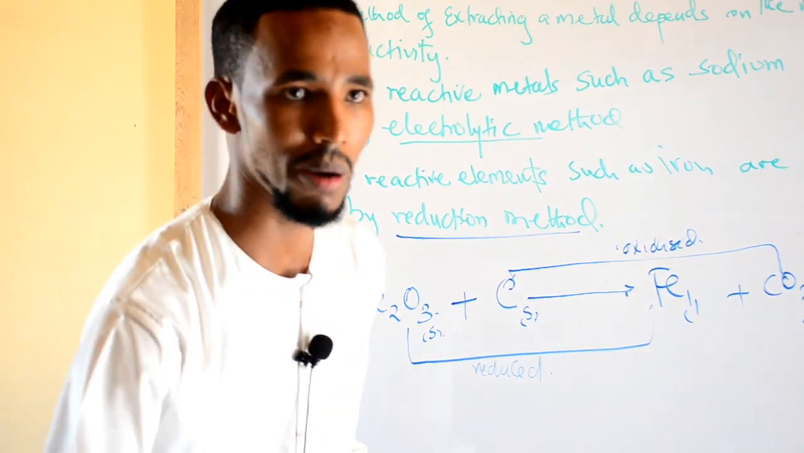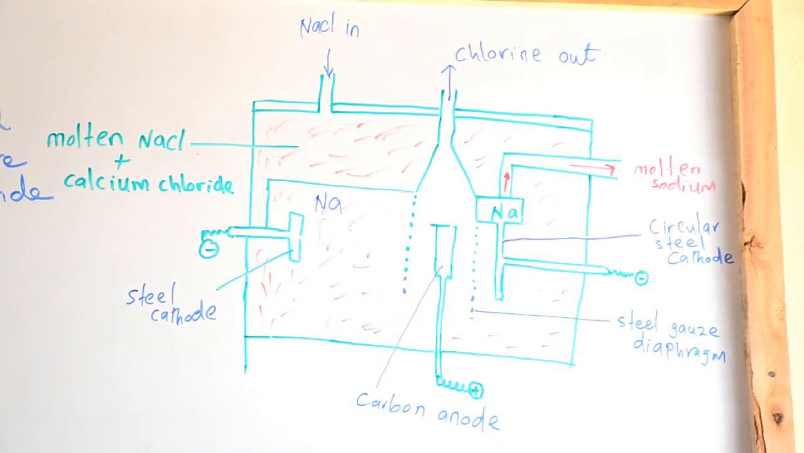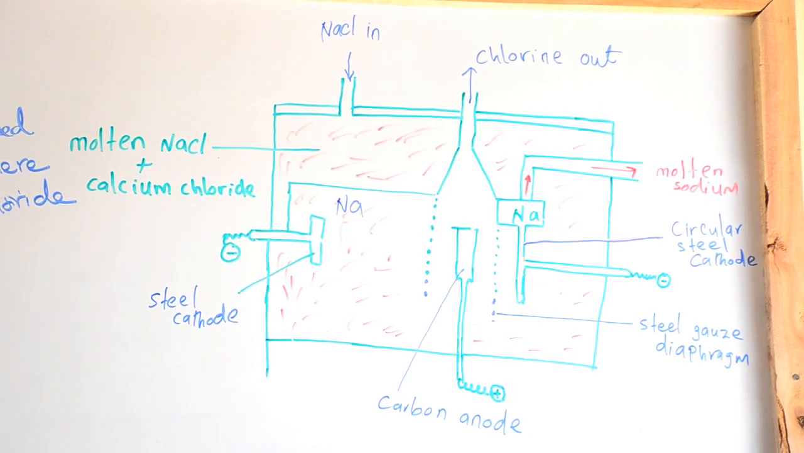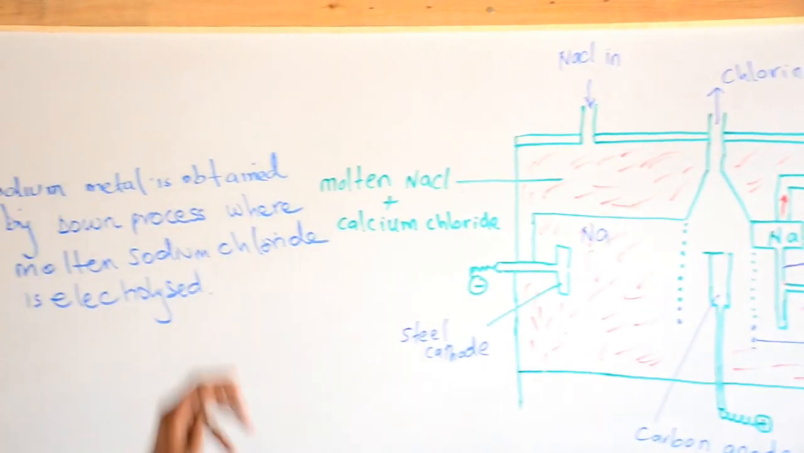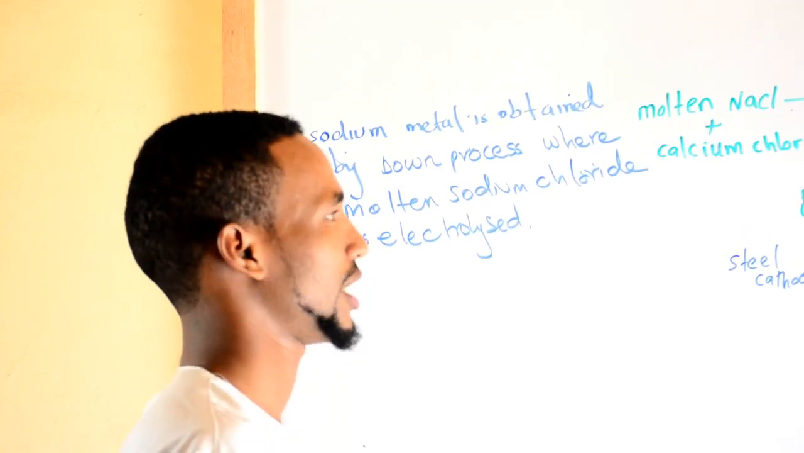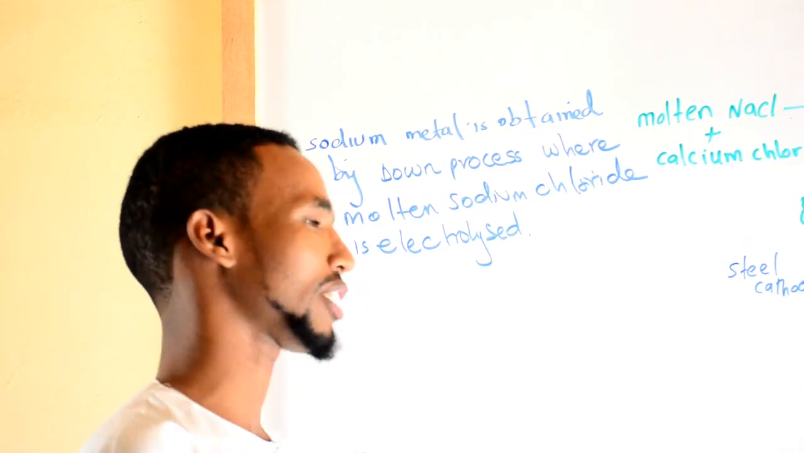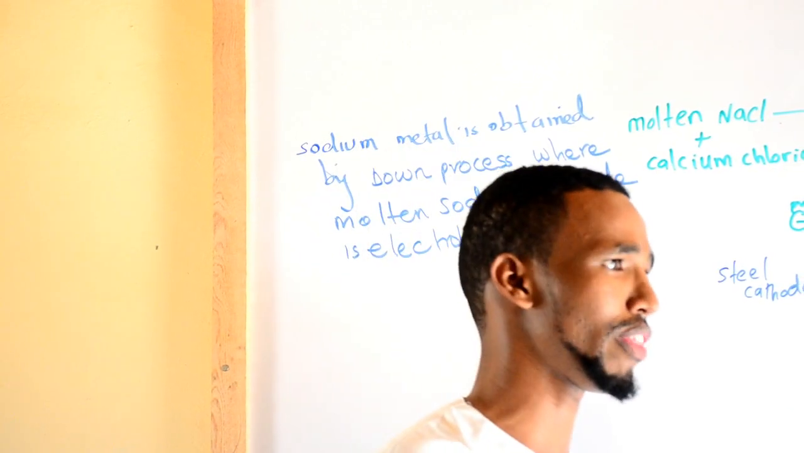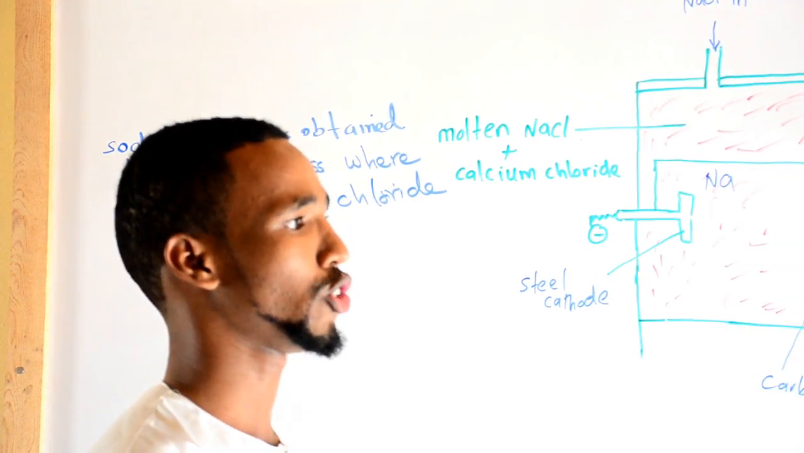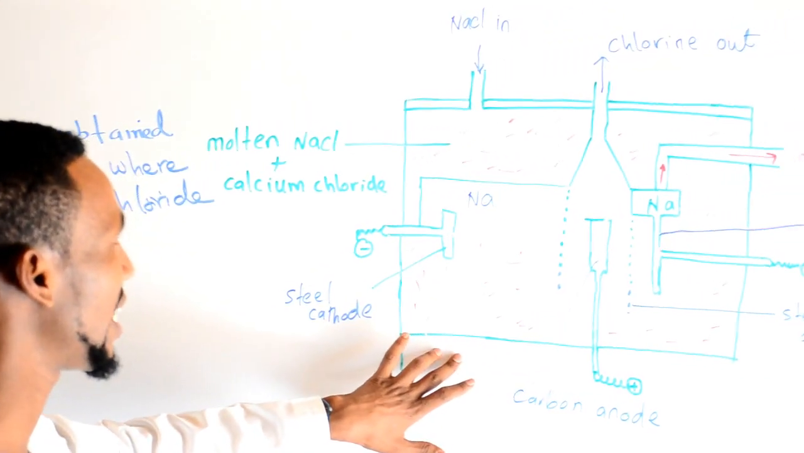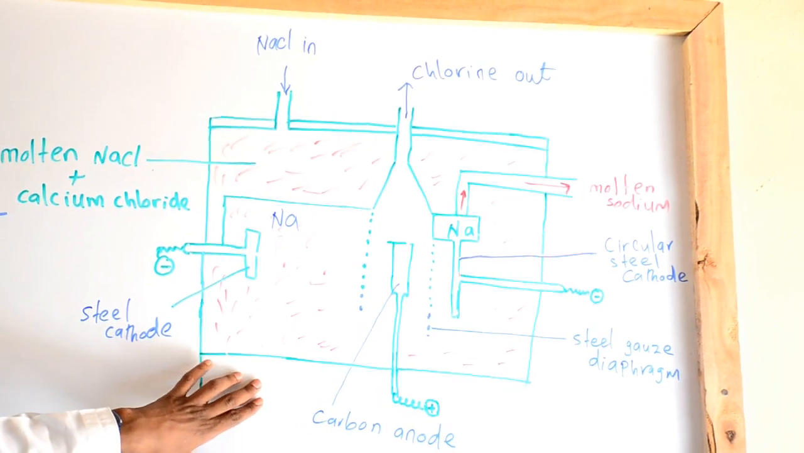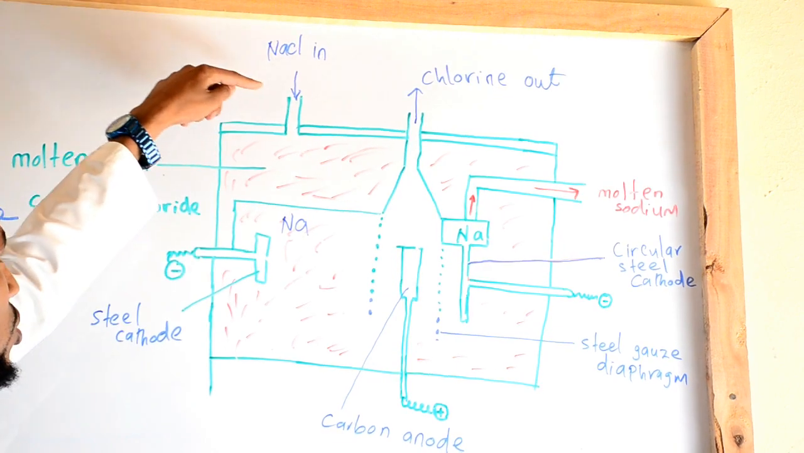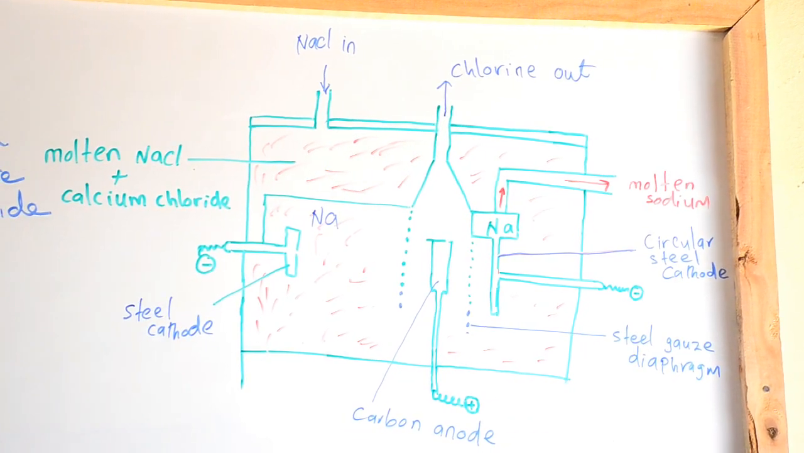So we shall start with sodium metal. We're discussing sodium metal. Sodium metal is obtained by a Downs process, where molten sodium chloride is electrolyzed. Why do we use molten sodium chloride? Because we are talking about the chief ore of sodium. We said sodium chloride. So this is a Downs cell. Have a look at this diagram. Sodium chloride is the chief ore.